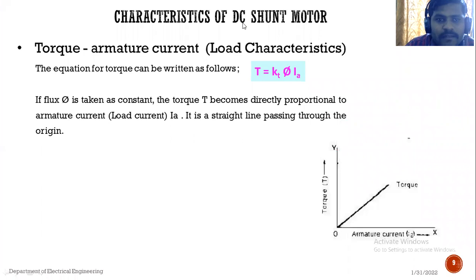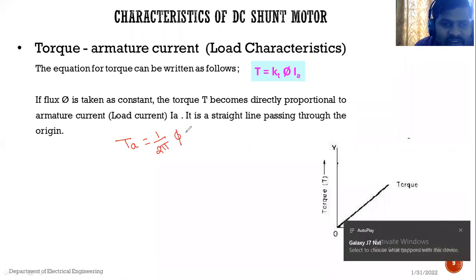See, again the torque versus armature current characteristics of the DC motor can be derived from this equation. See, what is the formula for torque? Torque TA is equal to the torque equation: 1/2 pi, or you can write 0.159, phi PZ IA divided by A.